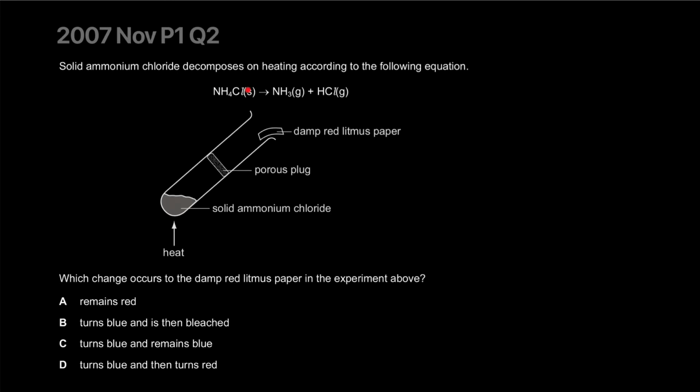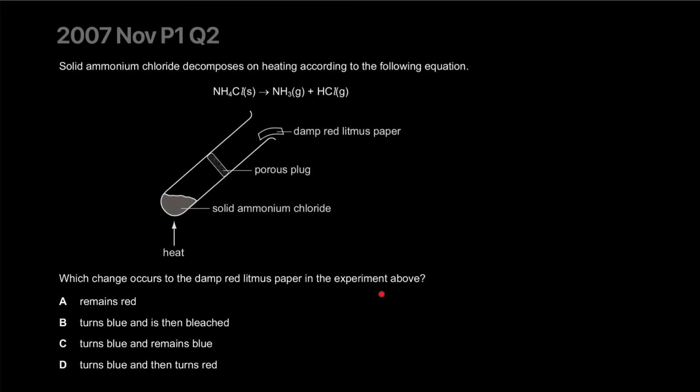Solid ammonium chloride decomposes on heating according to the following equation. So you have ammonium chloride producing ammonia and hydrochloric acid, and you have a porous plug. What the porous plug is doing, I think, is preventing splashes of this liquid, or solid, and allowing the gases to escape. There's no splash.